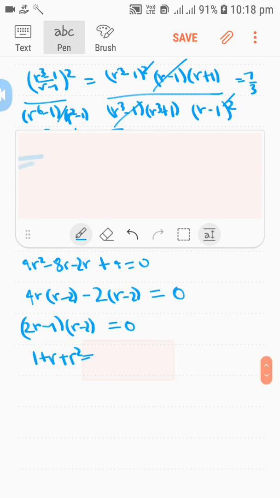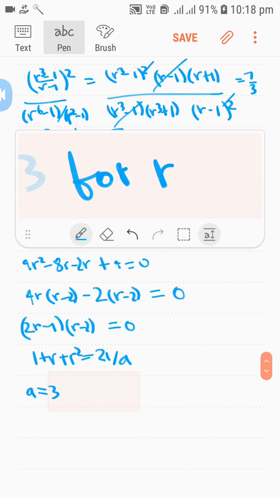Okay, this is going to be 21 upon a. That's nice. So we just found the value of r to be either half or 2, so we are just going to put those in this equation. If you put the value of r as 2, you would get 1 plus 2 plus 4, which is 7. So you would get a equals 3. That's nice, for r equal to 2.